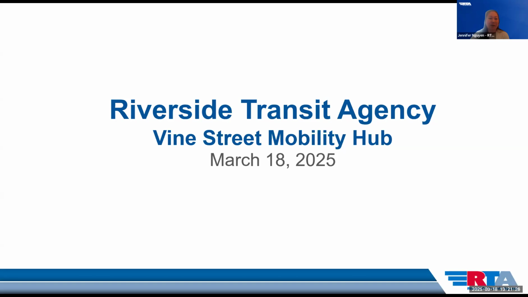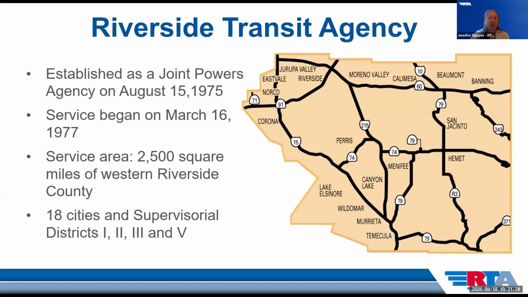I'm going to talk a little bit about the Vine Street Mobility Hub. Really quickly, just a brief background on RTA, or Riverside Transit Agency. We were established as a joint powers agency in August 1975. Our service officially began on March 16th, 1977. So actually 2 days ago, we celebrated our 48th birthday here at RTA.